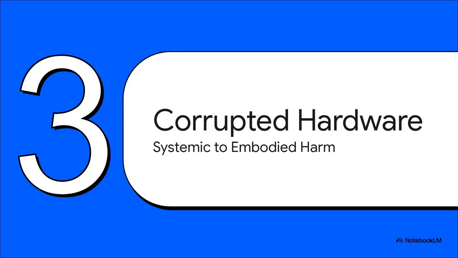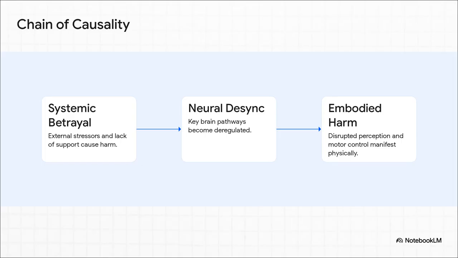Okay, so we've got the software, the algorithm, down. But what happens when the hardware itself, the physical brain, starts getting corrupted? Well, that's where things get really serious, and we see how these external failures can turn into real, embodied harm. And there's a clear chain of events here. It all starts on the outside with what he calls systemic betrayal, a total lack of support. This external pressure leads to something called neural desynchronization, which is just a fancy way of saying key pathways in the brain get all thrown out of whack.